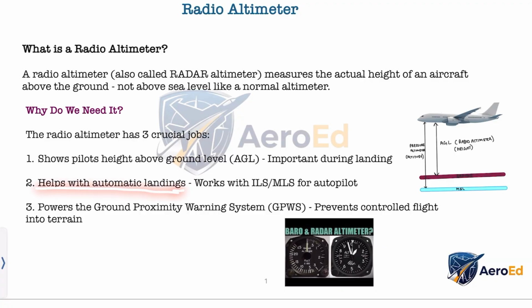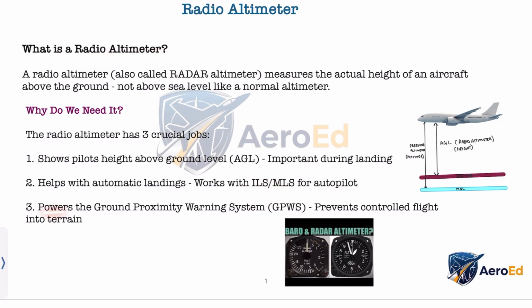The next statement states that it helps with automatic landing. So we can say that the radio altimeter works with ILS, which is Instrument Landing System, or MLS, which is Microwave Landing System, for autopilot. During low visibility conditions, the pilot uses the Instrument Landing System to land the aircraft. And this ILS works with the radio altimeter to know the actual height of the aircraft above the ground.